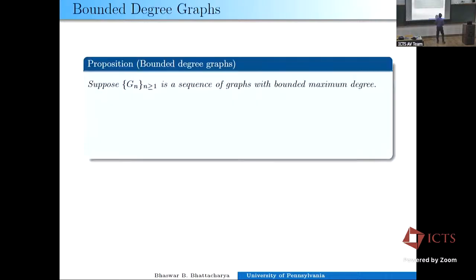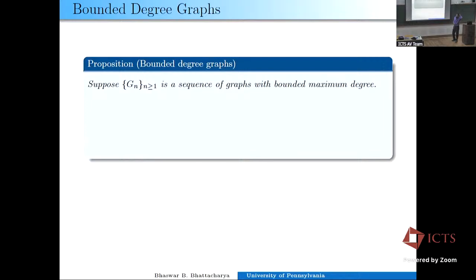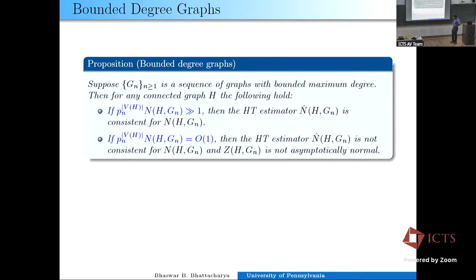Right. Okay. So now to the second question of trying to understand what kind of graphs satisfy this condition. In the paper, we have several examples. I'm going to give 2 extreme examples here. So one is when you have a sequence of graphs with bounded degree. Then there is a threshold for the sampling ratio. Whenever the sampling ratio times the total number of copies diverges, you have a consistent estimate, otherwise not.